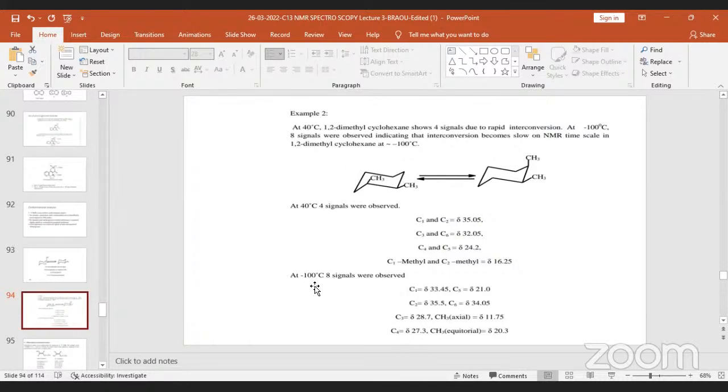See, these are the values. C3 is axial, 11.75, C4 is equatorial, 20.3, downfield shift, higher frequency. So you can do low temperature studies and identify the different stereochemical structures of various conformers. Okay.